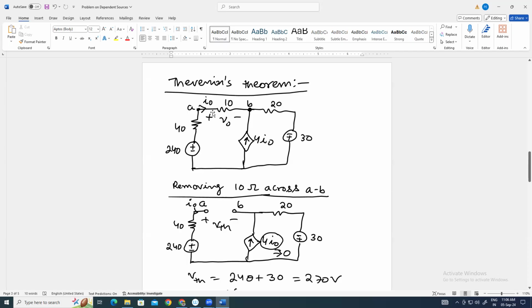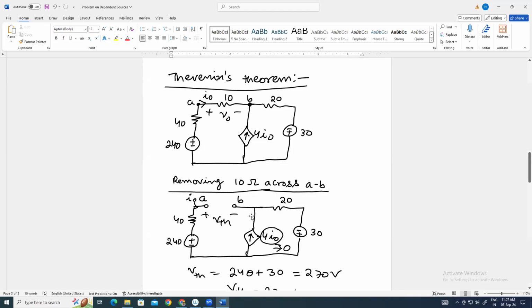So when we remove the element connected between these two terminals, there will be no current flowing through this branch AB. So it means I naught will be 0. When I naught is 0, you know that this current source depends on the current I naught. So if I naught is 0, the value of this dependent current source will be 0. That's why it will be open circuited.